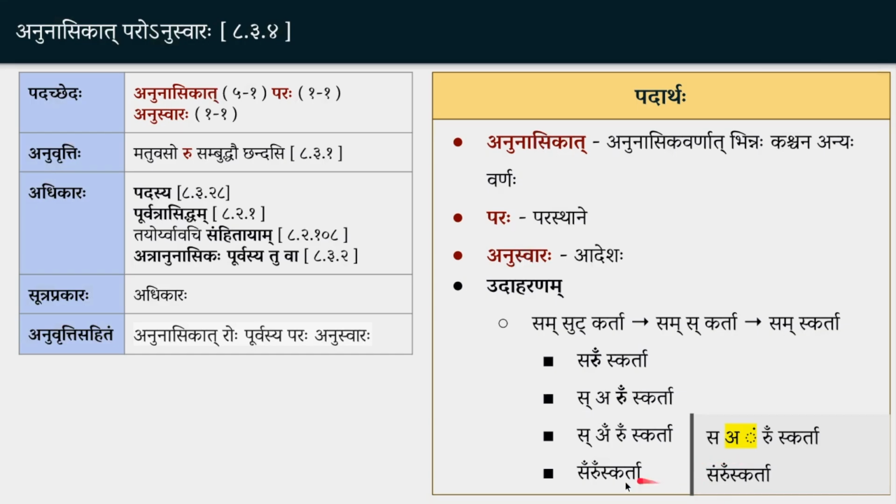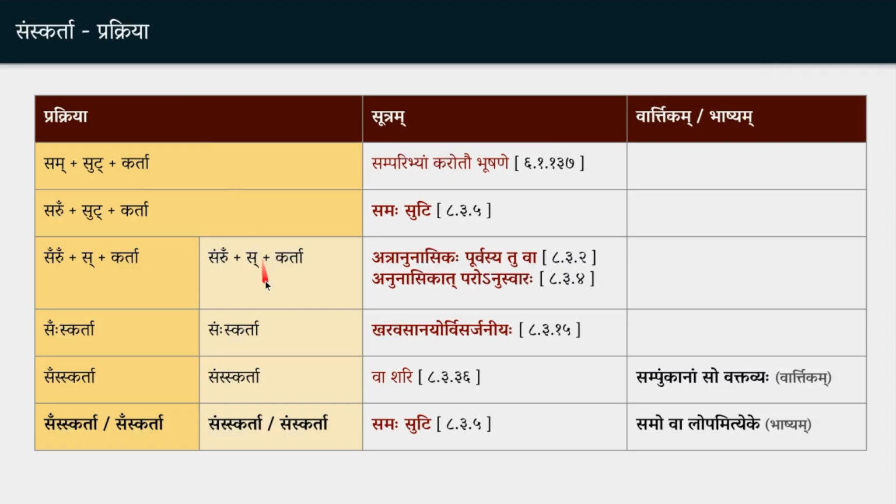So till here we get two forms. One with anunasika yukta rupam, and the other niranunasika rupam, atra anuswara yukta rupamekam. So these are the two forms we get at this point. We have completed till here. Atra anunasikaha purvasya tu va, anunasikat paranuswaraha. With these we get two forms. We stop here and take the remaining three steps in the next session. At the end of these steps we get a total of four forms.